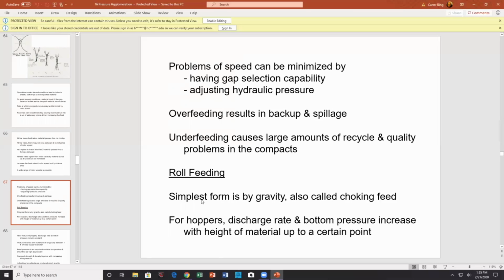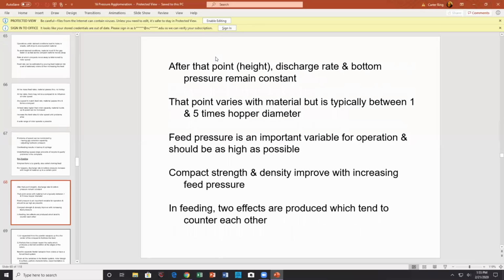Roll feeding, simplest form is by gravity. Might call this choked feeding. For hoppers, discharge rate and bottom pressure increases with the height of material in the hopper, up to a certain point. The hopper may actually bridge on you, who knows? At a certain height, discharge rate and bottom pressure remain constant. The solids inside the silo are supporting themselves. That point varies with material, and typically occurs at 1 to 5 times the hopper diameter.